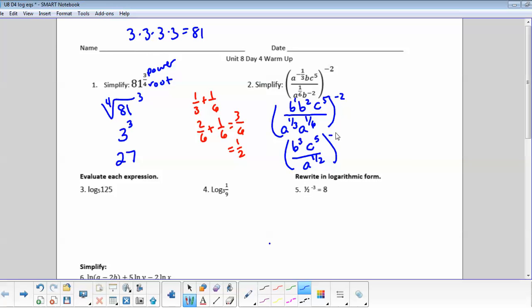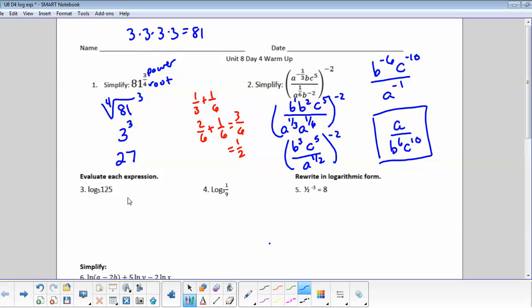All right, and this is all being raised to the -2 power. So then when you have a power to a power, you multiply your exponents. So I'm going to get b to the -6, c to the -10, and 1/2 times -2 is -1. So all my exponents are negative again, which means they're going to all move to the other part of the fraction. So the a comes to the top, b to the 6, and c to the 10 comes to the bottom. And that's your final answer.